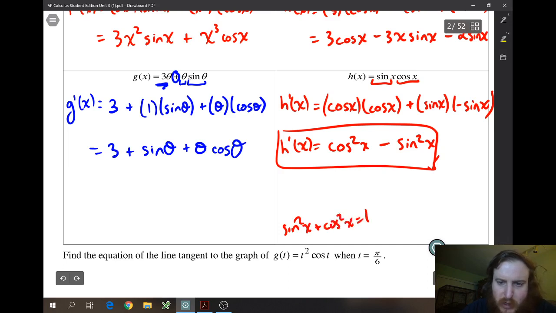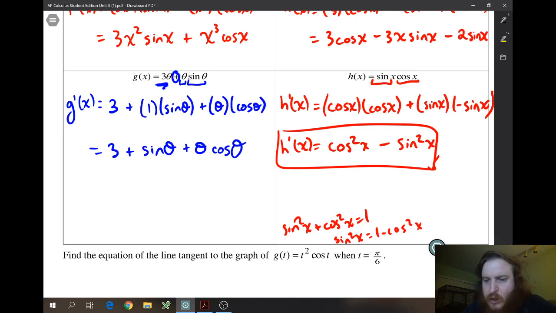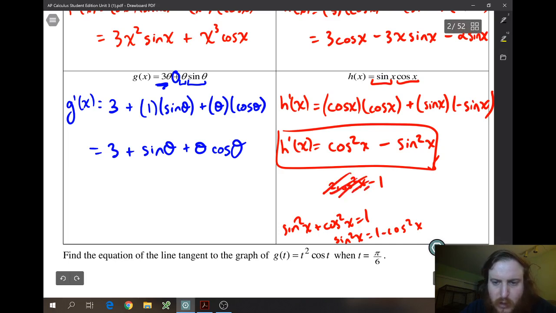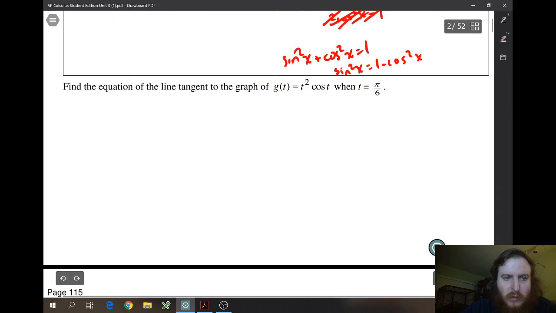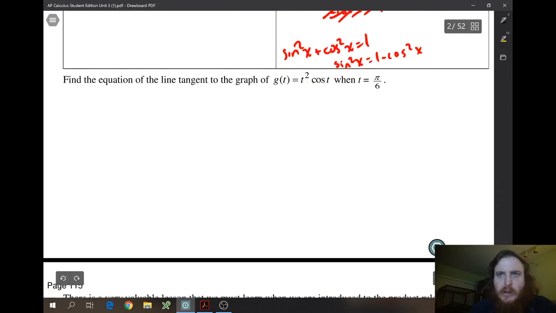But you'd have to replace, say, sine squared x with 1 minus cosine squared x. So you get cosine squared minus 1 minus another negative would turn it to positive cosine squared x. And so you could end up with an answer like 2 cosine squared x minus 1, but we're not going to worry about that. We're just going to leave it how it is, boxed. So, if you want to practice this on your own, you could pause the video and try it.